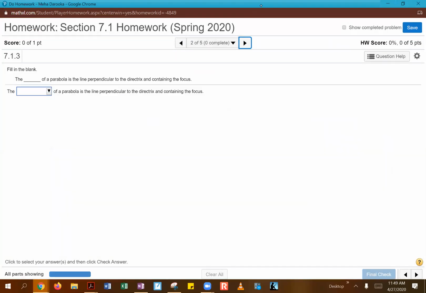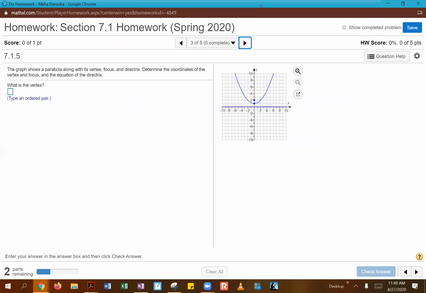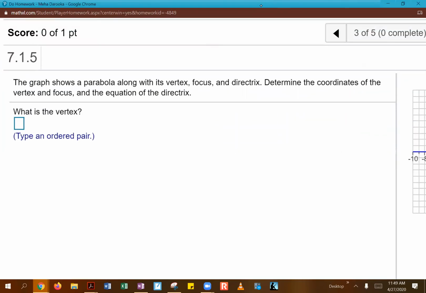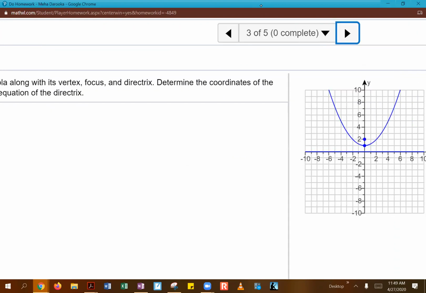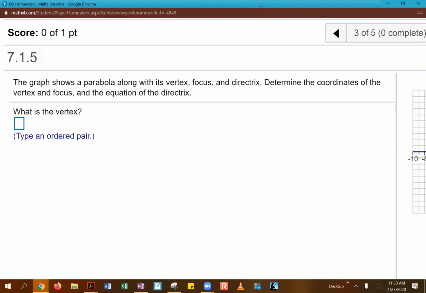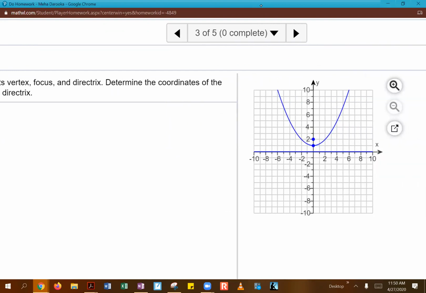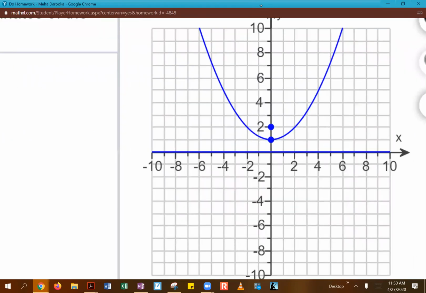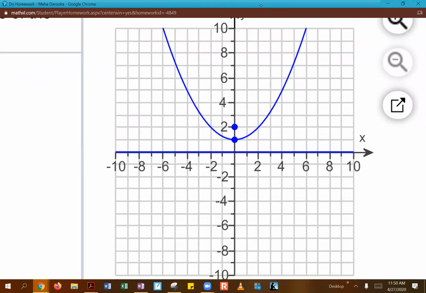Okay, so this is just vocabulary. Okay, this one here is asking us to use the graph. It's saying the graph shows the parabola along with its vertex, focus, and directrix. So they want to know what the coordinates of the vertex and focus and the equation of the directrix is going to be. So just by looking at this, can you tell me what the coordinates for the vertex of this parabola are going to be?